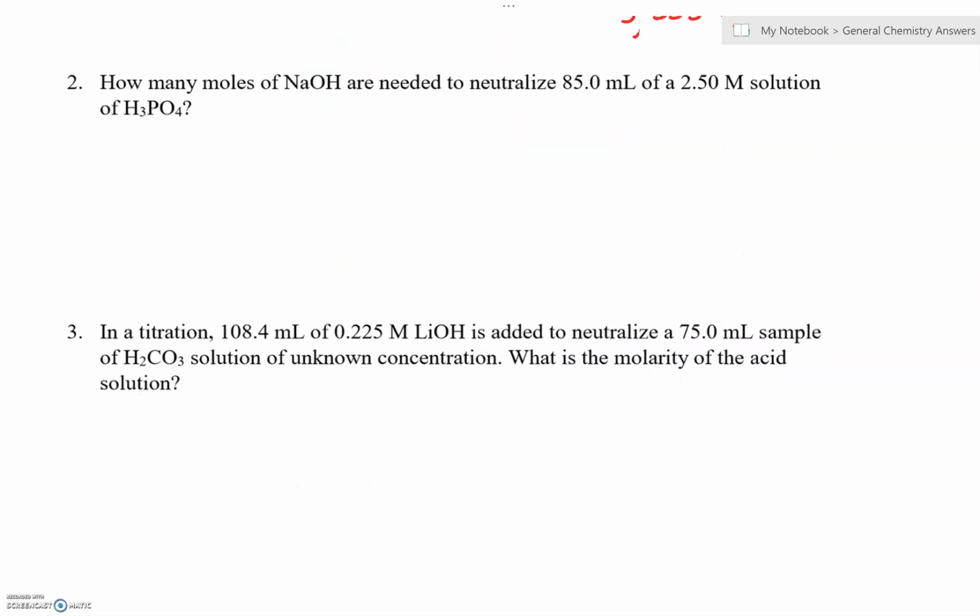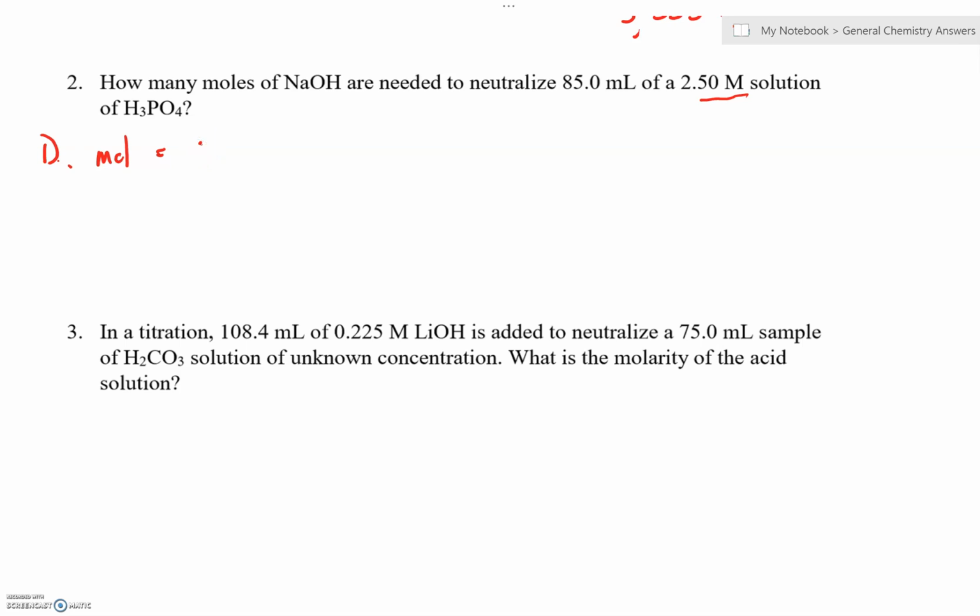Number 2 is a titration, but it's only asking us for moles. So we're going to stop at step number 4. Remember that we are trying to find our unknown based on our known. Well, the known is whichever one of these we know the concentration for. Well, we know this is H3PO4. So we're going to start off by saying, okay, how many moles is this 2.5 molar solution of 85 milliliters?